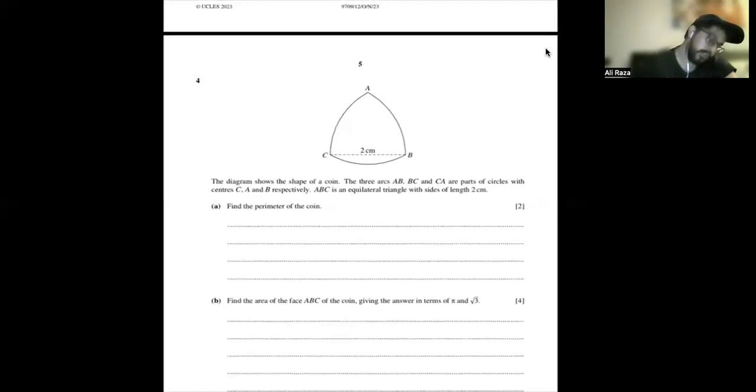Now in question 4, we're given the diagram which shows the shape of a coin. The three arcs AB, BC, and CA are parts of a circle with the centers C, A, and B respectively. C is the center for the arc AB. B is the center for the arc AC. And A is the center for the arc BC.